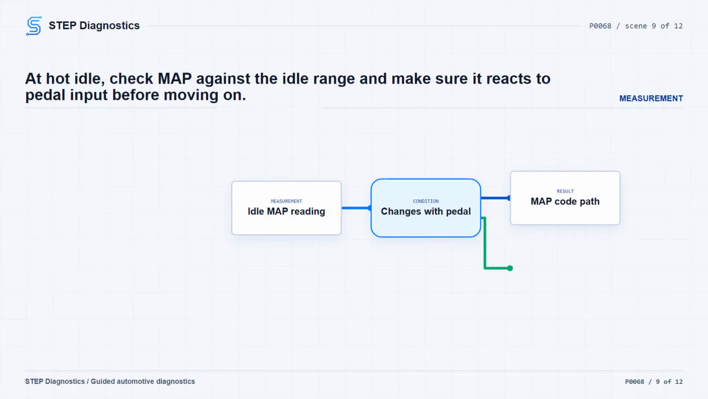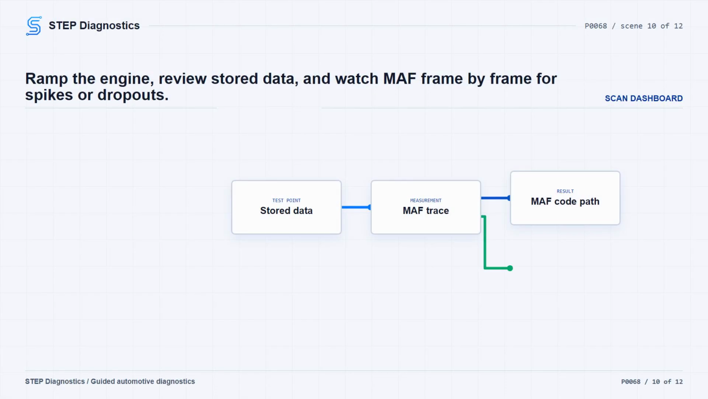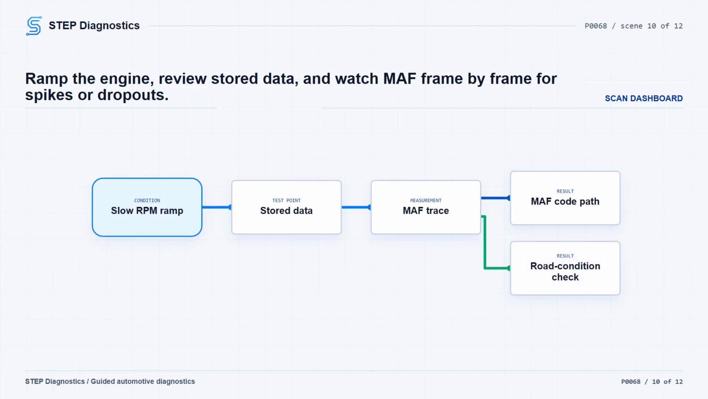Next, run the engine at idle with the engine at normal operating temperature. At idle speed, the MAP sensor should be 26 to 52 kPa, 3.8 to 7.5 psi, and the value should change with accelerator pedal input. If it is outside that range or does not respond to pedal input, go back to the MAP sensor diagnostic path. If MAP passes, slowly increase engine speed to 3 kRPM and then bring it back to idle. Then review stored data and watch the MAF sensor frame by frame. The MAF value should not spike or drop out. If it does, follow the MAF sensor communication or circuit diagnostic path before calling this a completed P0068 diagnosis.